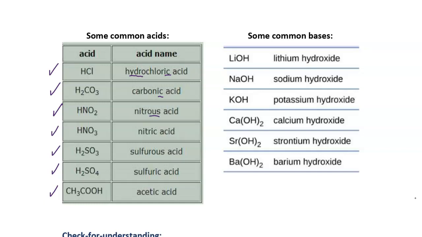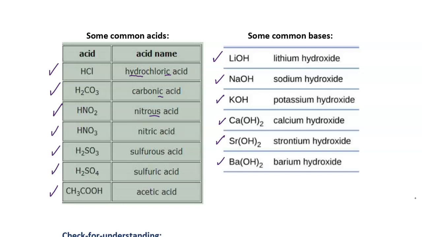Now on the right side, the chart is showing some common bases. LiOH is lithium hydroxide. NaOH is sodium hydroxide. We've used that one in our labs. KOH is potassium hydroxide. Ca(OH)2 is calcium hydroxide. And then you see some more. You'll notice right away in the chart on the right, all of the bases contain hydroxide. That's the Arrhenius definition of a base, a substance that contains hydroxide, and if it's dissolved in water, will dissociate and release hydroxide ions into the water.